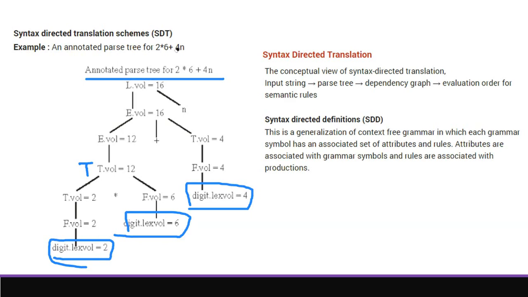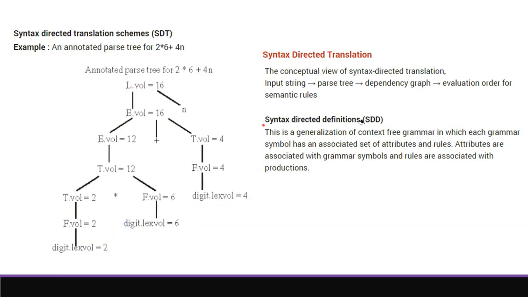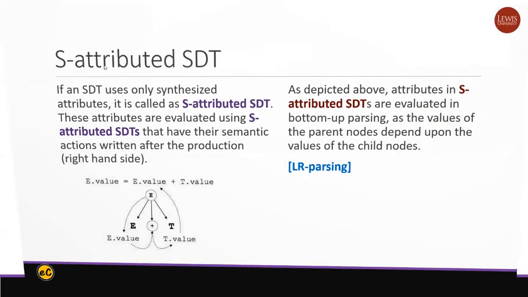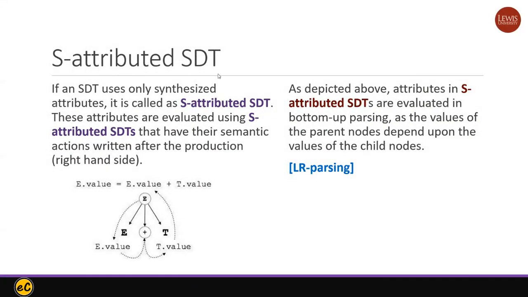So here we are evaluating the whole value system. But there are also other attributes such as type or error. And this one is SDD, syntax directed definition. This one is called SDD, and this is called S attribute SDT.